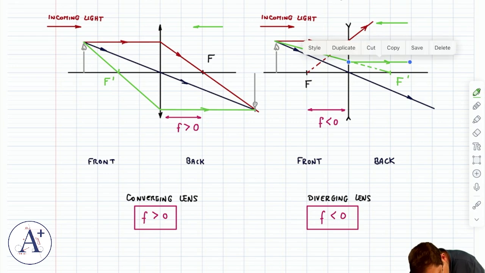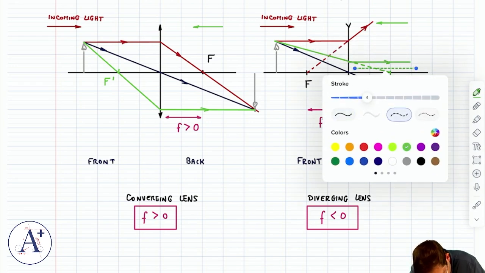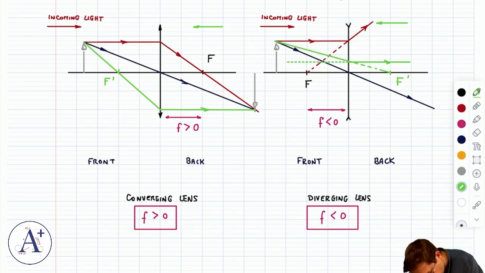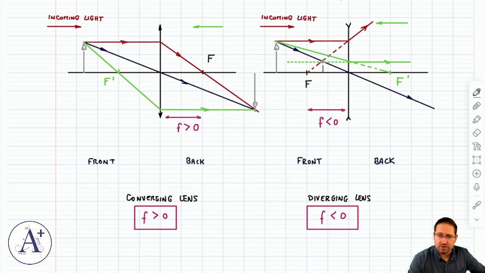And so then, as it emerges, it's going to converge right here, and this is where the image is going to form. Now, light doesn't actually truly converge at this point. Well, the only ray that actually does go through that point is the blue ray, but the other ones don't. So the rays still appear to converge at that point, and that is going to be a virtual image.